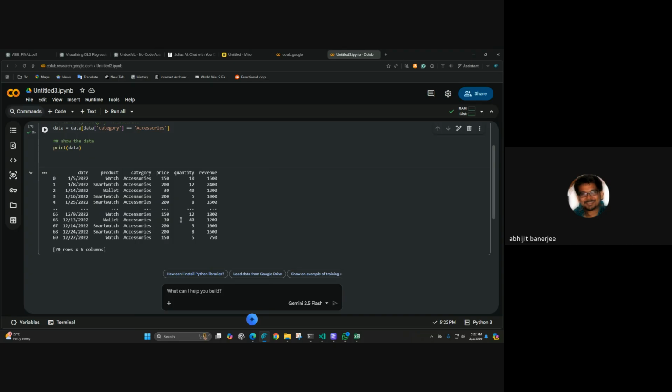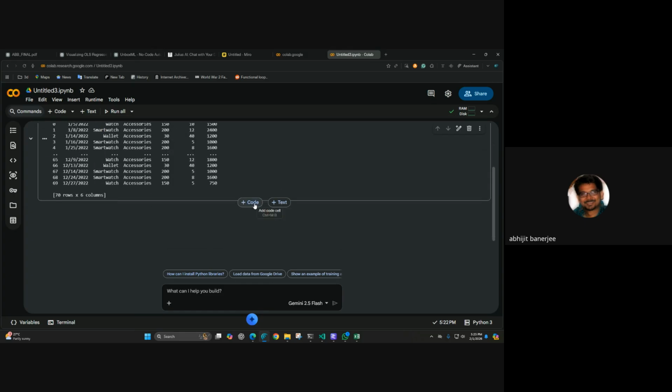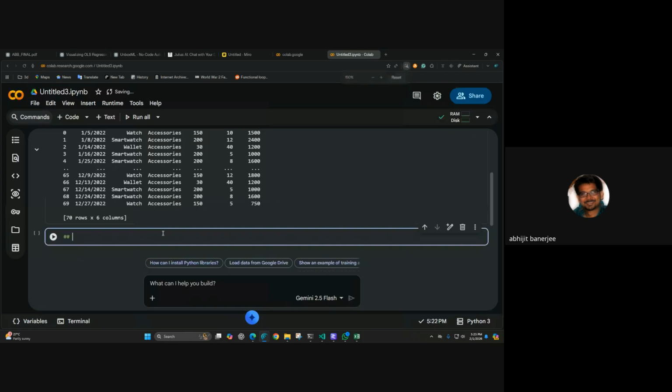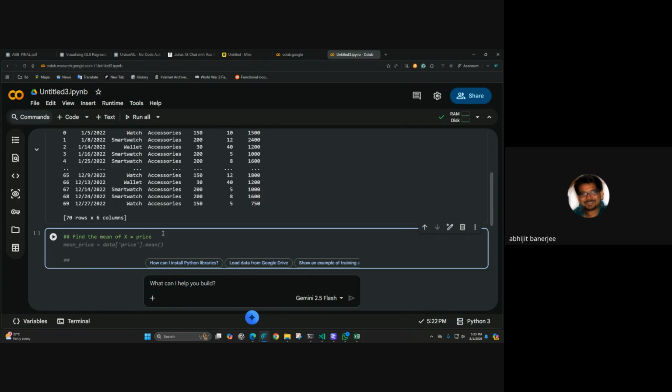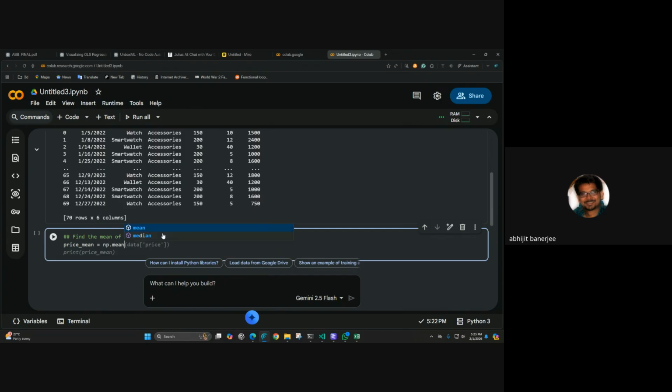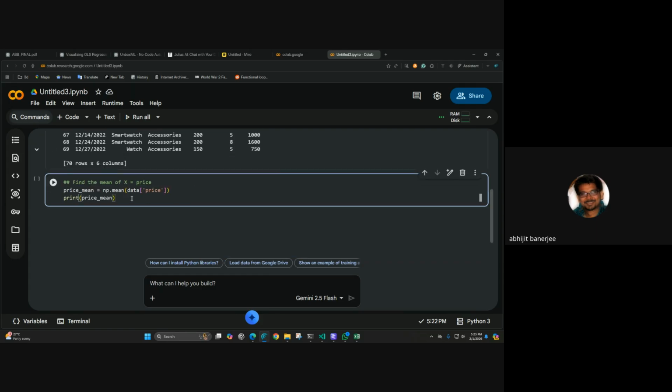Now, the primary thing that we need to do is, based on this price, we need to go with the revenue. So in the next block, I'm just writing another code block. The first thing that we need to do is find the mean of X. Which one is X? The price. So price mean equals the sum of the price category, or you can simply write average. NP is numpy, np dot mean data price. What we have now is the mean.